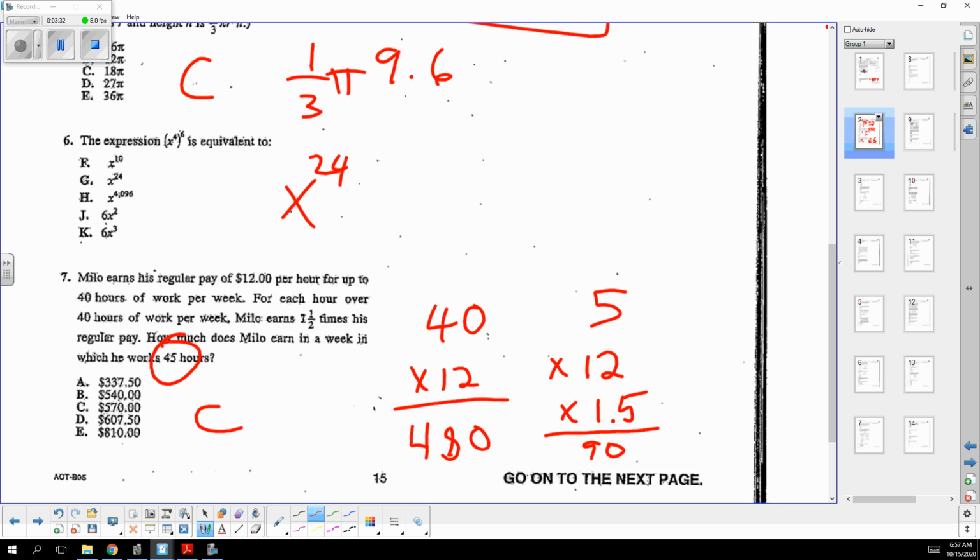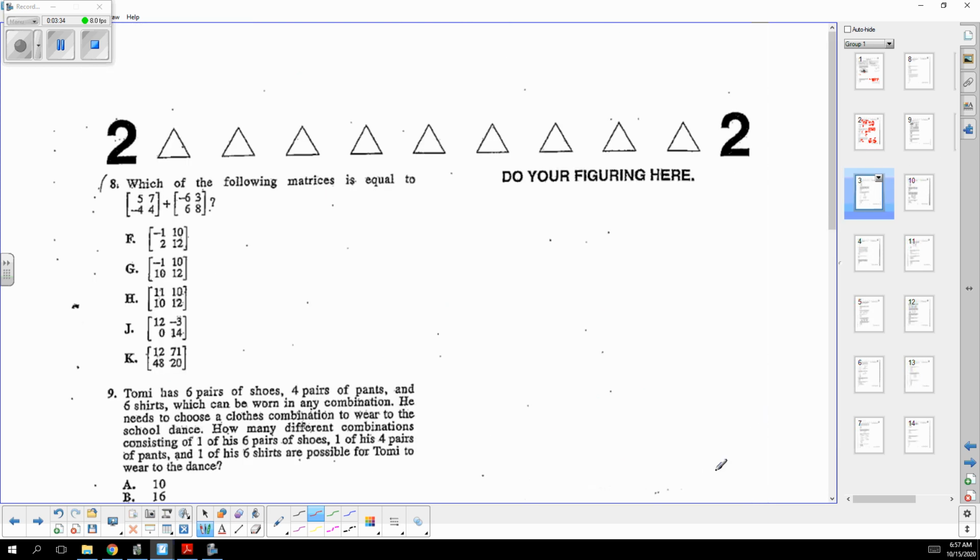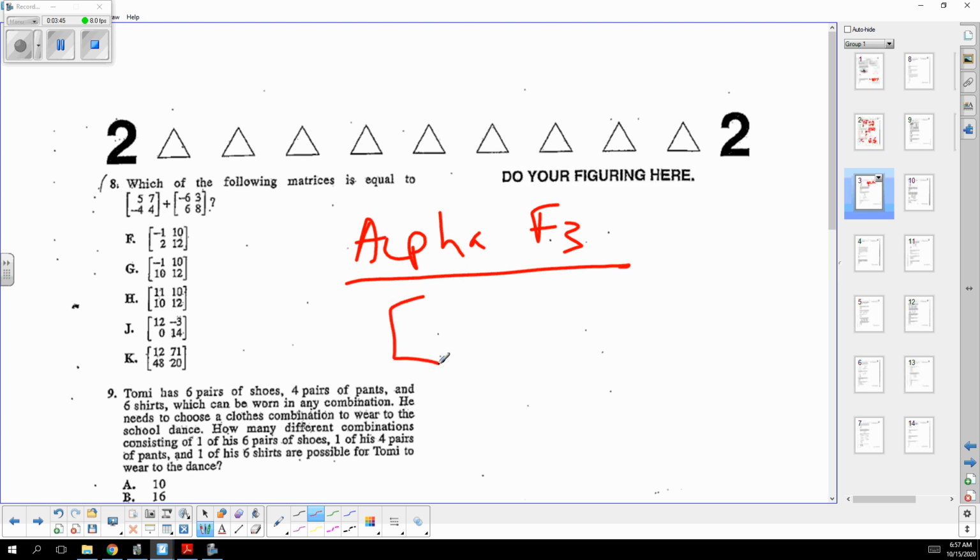Notice my answer key, I said popular. They like it. You could use the matrix, alpha F3, and plug in those matrices and add them. But all you're doing is adding the components. 5 and negative 6, 7 and 3, and that would be faster. So I would not, unless you're totally lost in matrix.